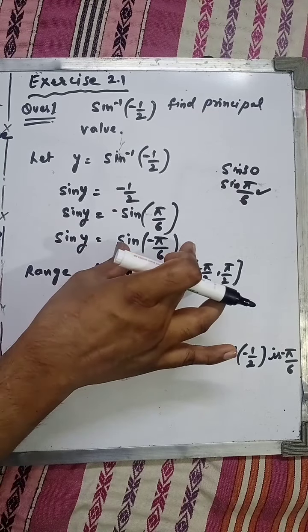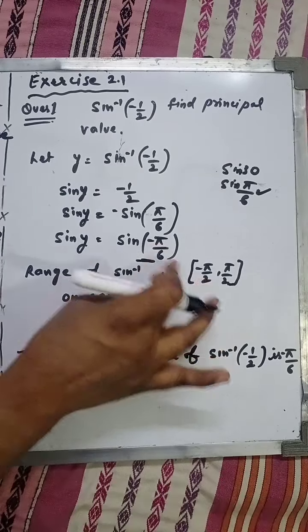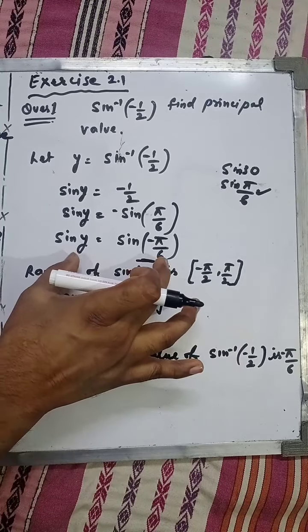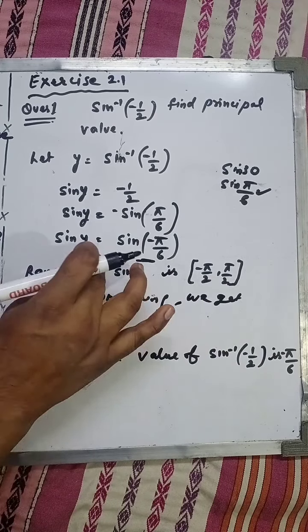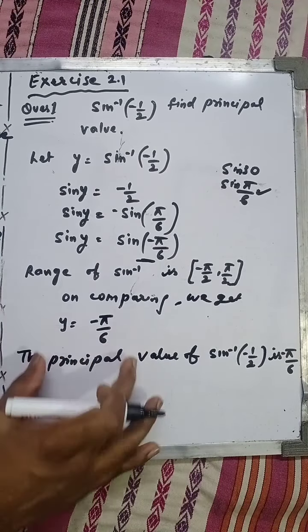Now this value is possible, it is lying in this interval. It is minus 30, so minus 30 is lying in this interval. So you have to compare the angles both sides. On comparing, we get y equals to minus pi by 6. So the principal value is minus pi by 6. This is how we can find out the principal value of any function.